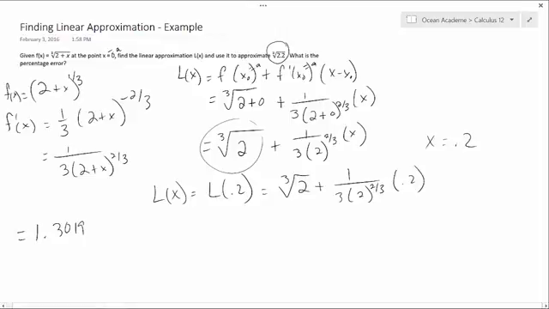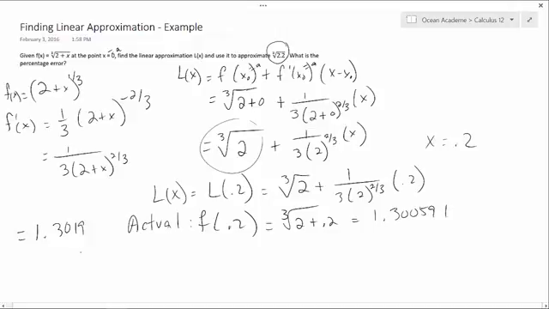Now we have to figure out what our percentage error would be. So we need to find out what our actual number is. And our actual would be the cube root of 2 plus 0.2. And we get a value of 1.300591.